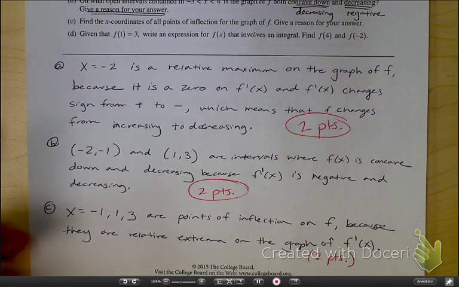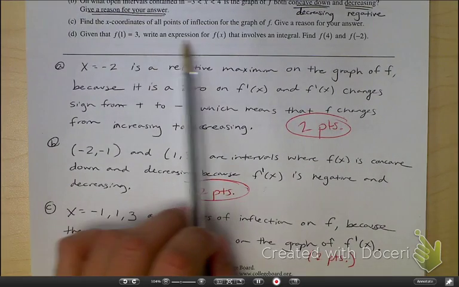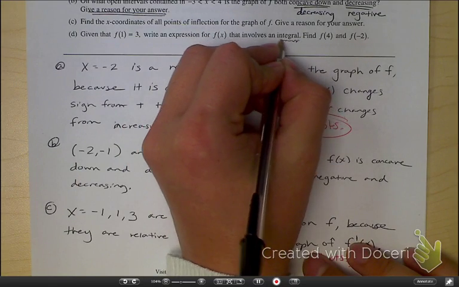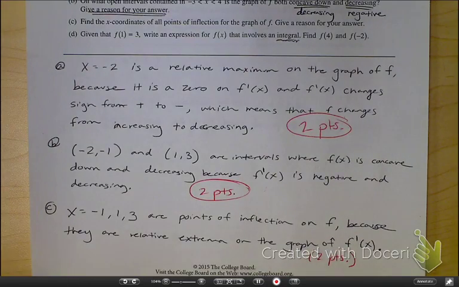Alright, and then last but not least, part D says, given that f of 1 equals 3, write an expression for f of x that involves an integral. Just reading that alone makes me think, hey, I don't know how to do that yet. We're not in second semester, so we'll stop there.